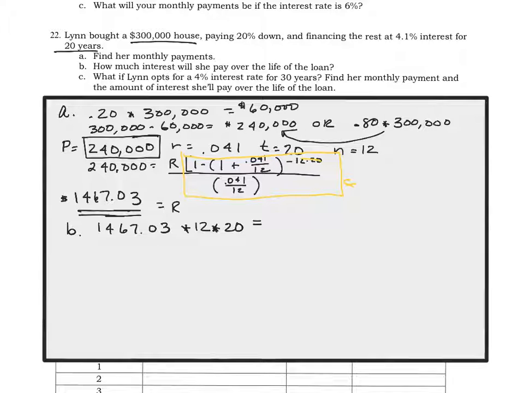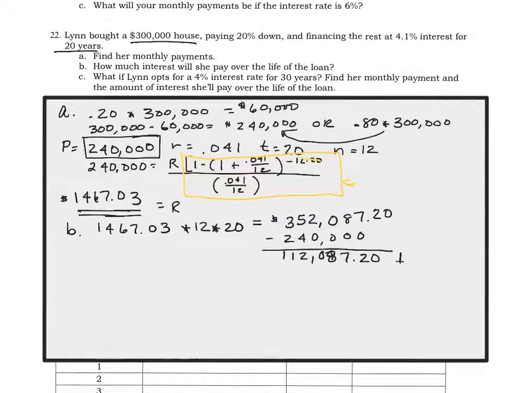So this is exactly what you're paying every month for 20 years. And so that will give us $352,087.20. At least I hope that's what that is. I can hardly read my writing there. And so from that we have to subtract how much we borrowed. And so the interest that we paid is $112,087.20. Again, that is our interest. Okay, let's look at C.